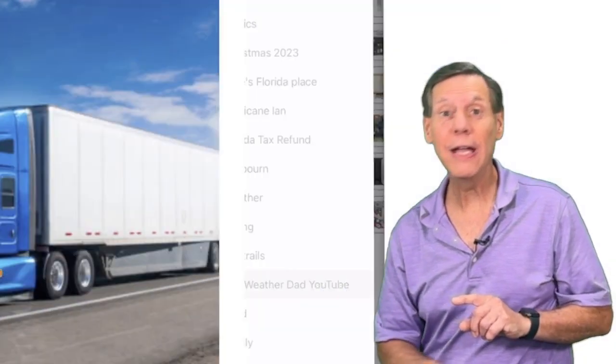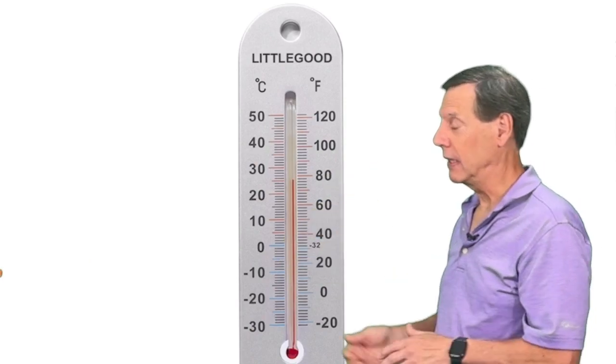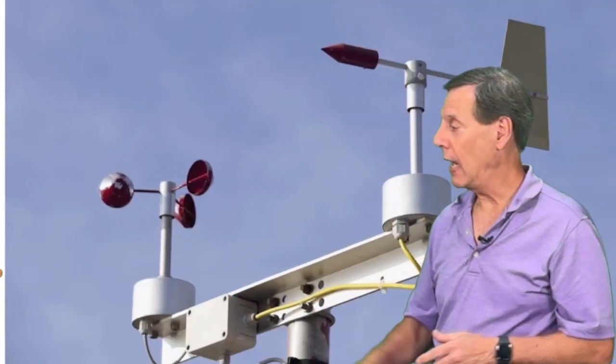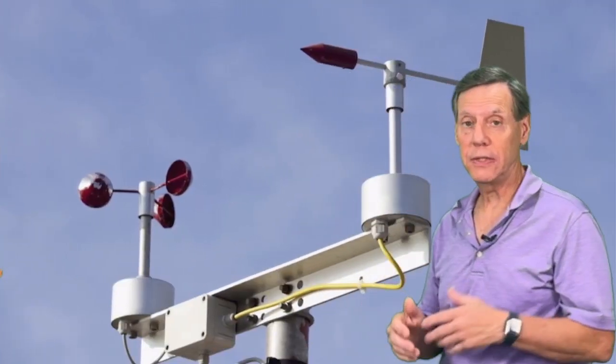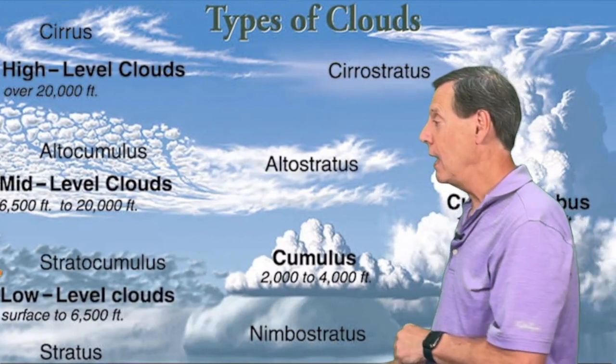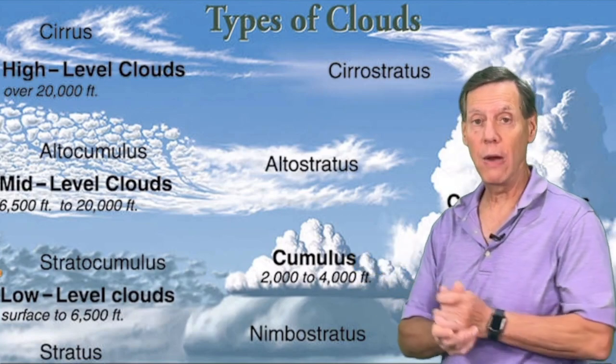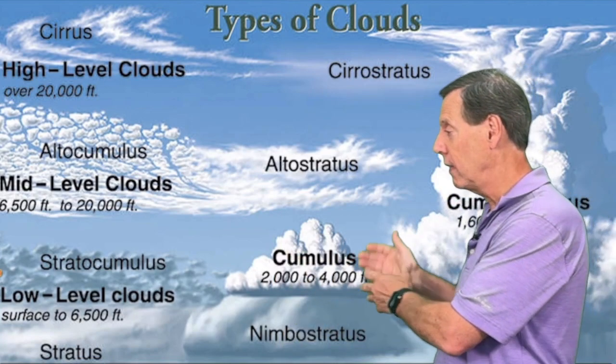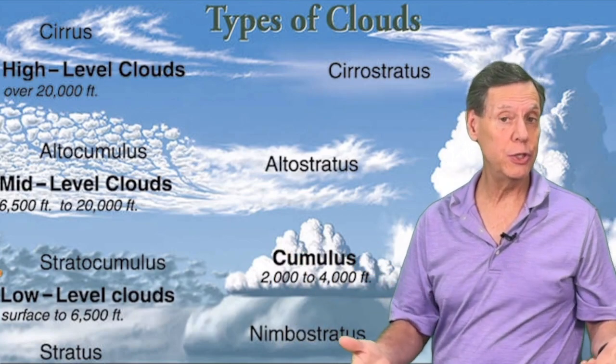Instruments. A thermometer gives us the temperature differences. An anemometer and weather vane gives us the wind direction and speed. And yes, even clouds can give us a way of knowing where the cold and warm fronts are, because each one of those has different clouds associated with it.